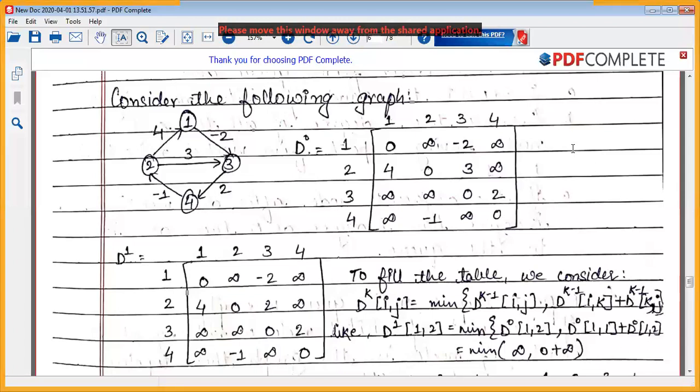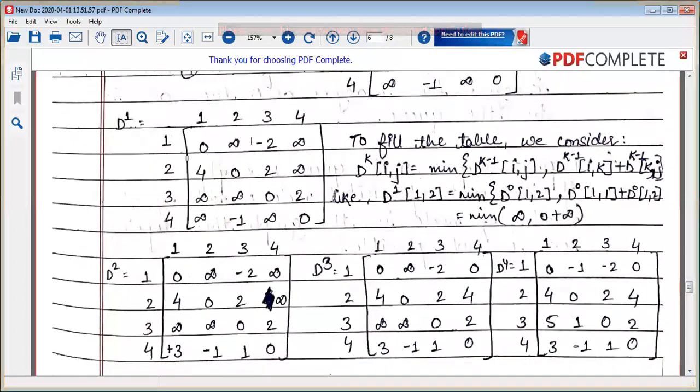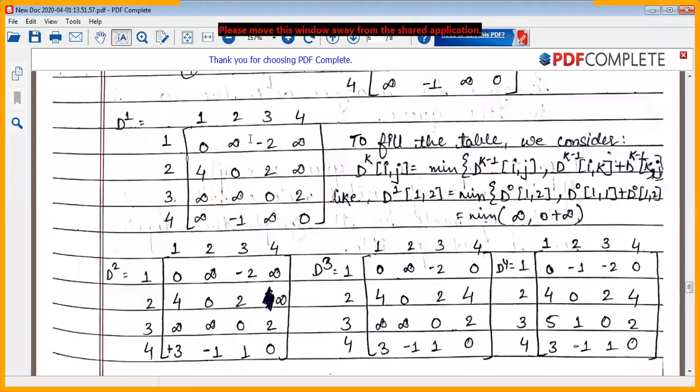Similarly, when I go to D2, this is how we are going to fill up the table. So for D2, what are you going to consider? You are going to consider D1 as the base table. Considering this as a base table, when we identify i, j, the value of k will be 2. So now throughout this particular process, we are going to consider 2 as an intermediate node. So the value corresponding to row 2 and column 2 will remain as it is.